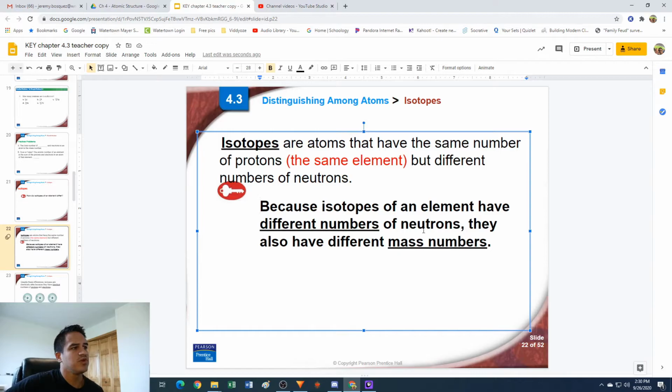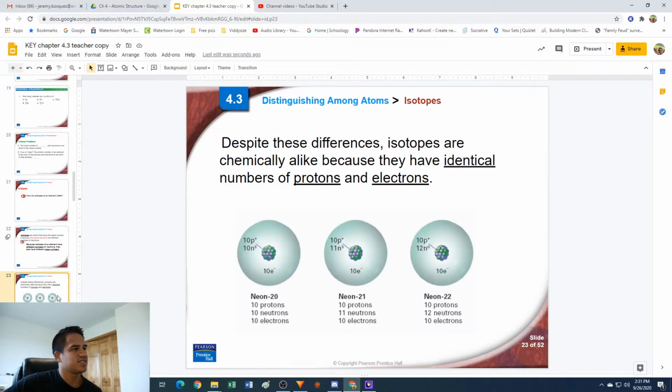So the number of neutrons that are in their nuclei are different, but the number of protons are the same because they're the same element. So they have different mass numbers. And here's an example. So here are 3 different isotopes of a neon atom. We have neon 20, and the 20 written here is the mass number. So that means that the mass of this isotope, this atom, is 20. There are 10 protons, because that is the atomic number of neon. That's what makes it neon. And there are 10 neutrons.